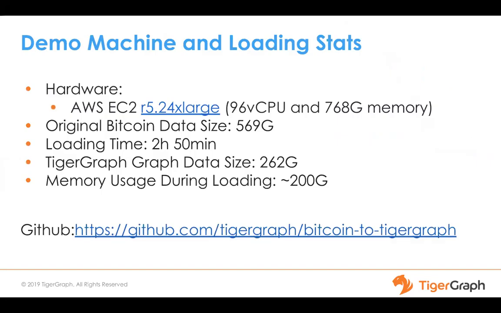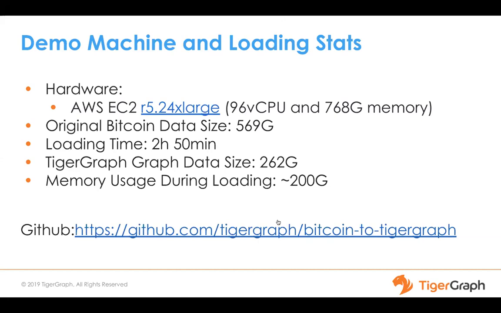These are some quick specs about the demo machine that we're using. Here are the specs for the AWS EC2 instance that we're using. After pre-processing, the Bitcoin data size ends up being slightly under 600 gigs, and the loading time takes slightly under 3 hours. While the graph is held on TigerGraph, it has a size of 262 gigs. And during the loading process, it uses around 200 gigs of RAM.